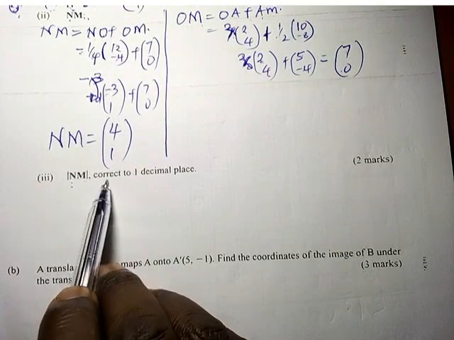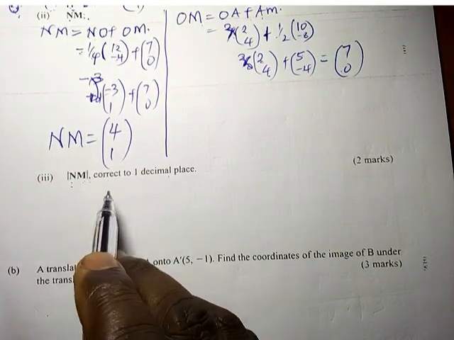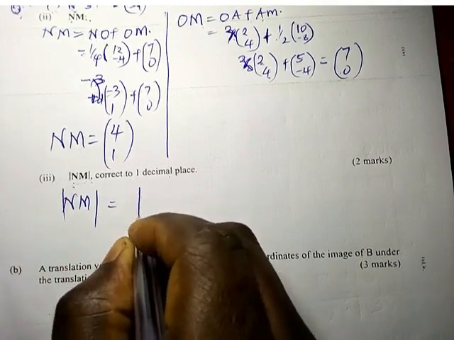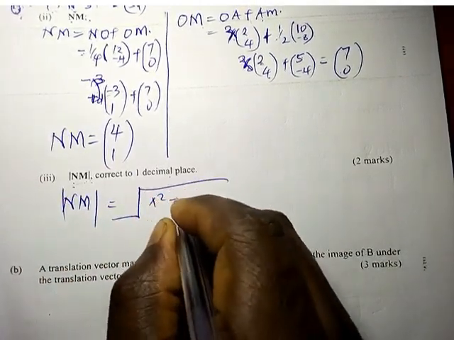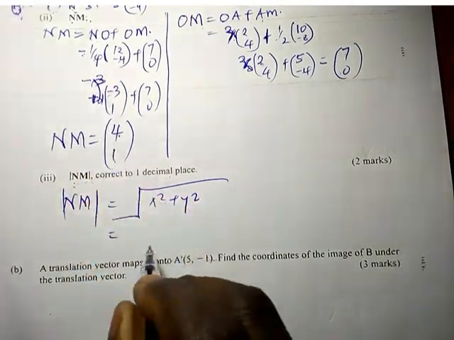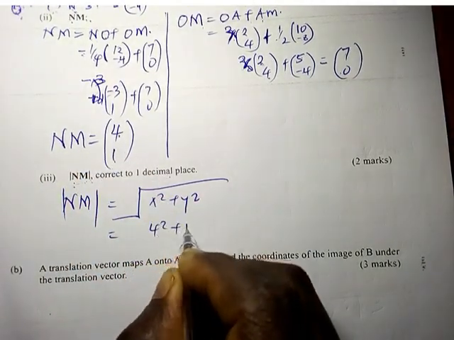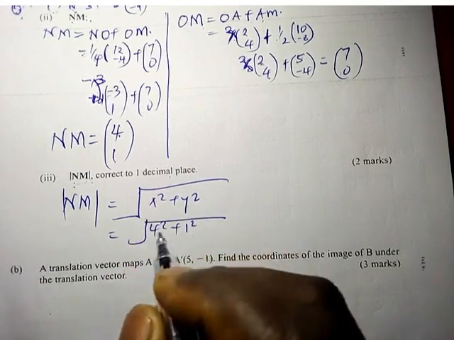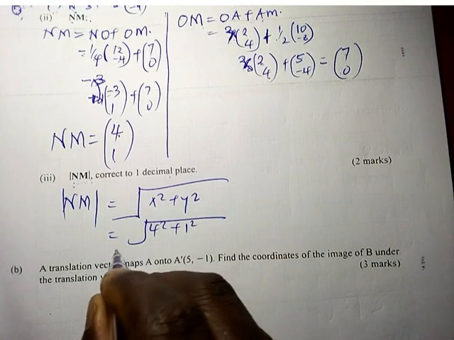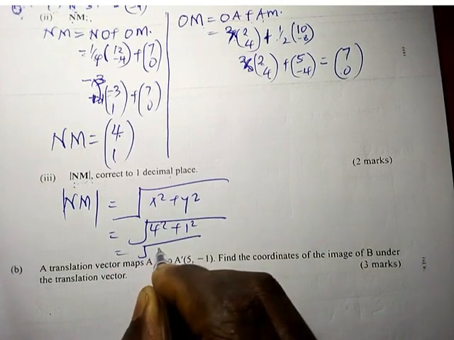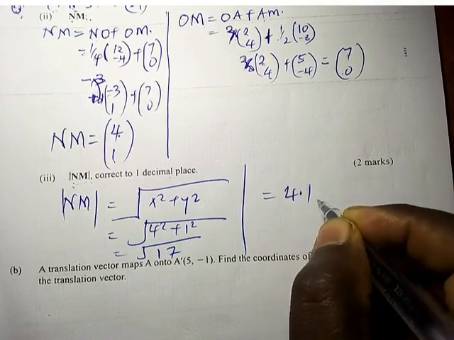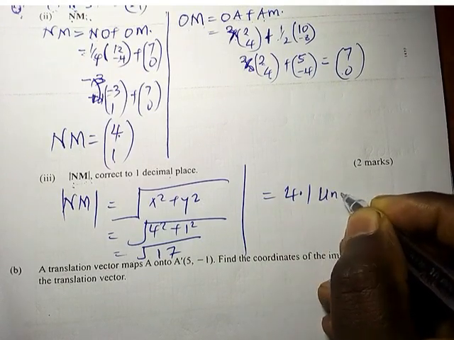Find NM correct to one decimal. So this is the modulus. NM modulus simply means the square root of x squared plus y squared. This is x and this is y, which is 4 squared plus 1 squared. And this is the same as the square root of 17. And that one is going to be 4.1 units.